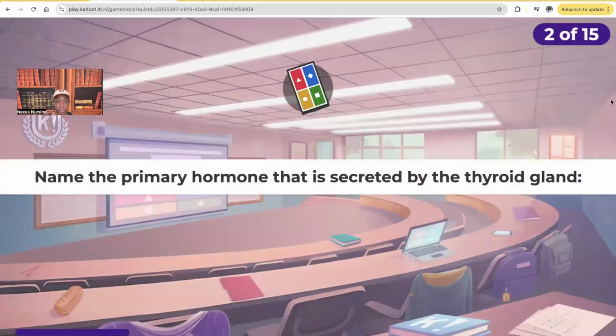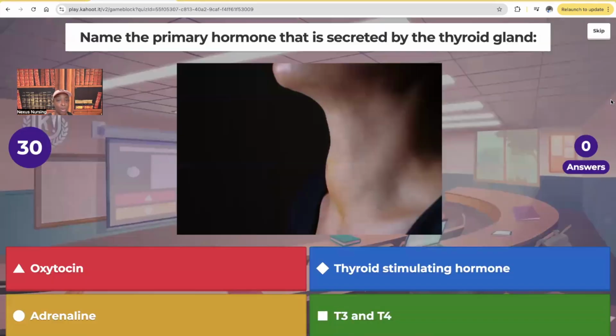Next question. Name the primary hormone that is secreted by the thyroid gland. Would it be oxytocin, TSH, which is the thyroid stimulating hormone? Would it be adrenaline, or would it be your T3, T4?